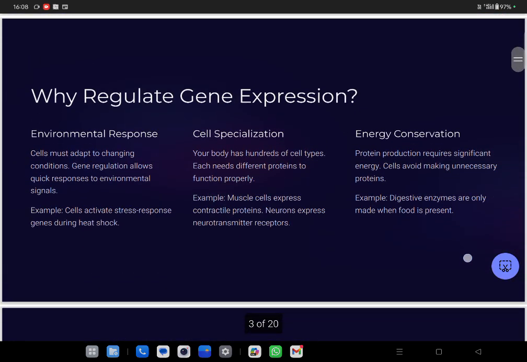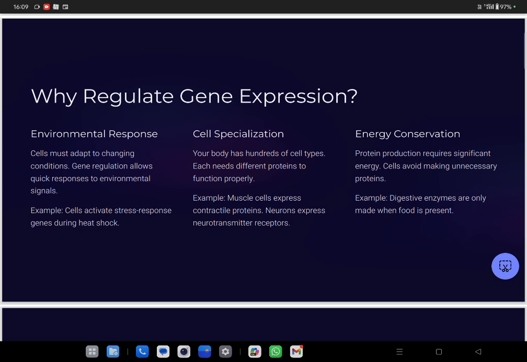So why does gene expression need to be regulated? First is environmental response. The cells must adapt to changing conditions. If the temperature suddenly changes, the cell, in order to survive, has to express some subset of genes which will help it during heat stress. So gene regulation allows for quick responses to environmental signals. For example, cells activate stress response genes during heat shock.